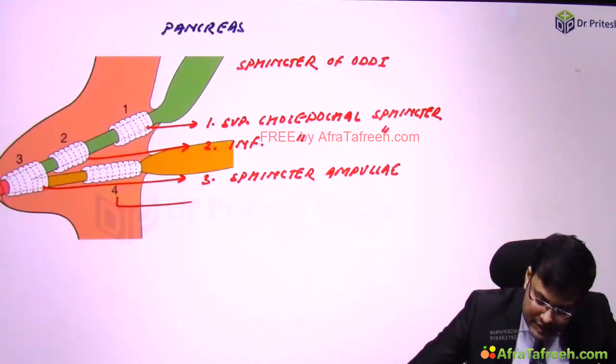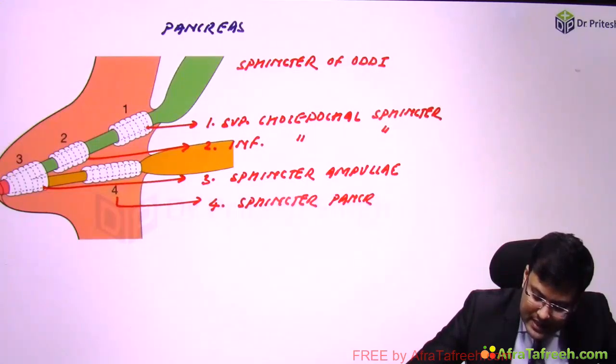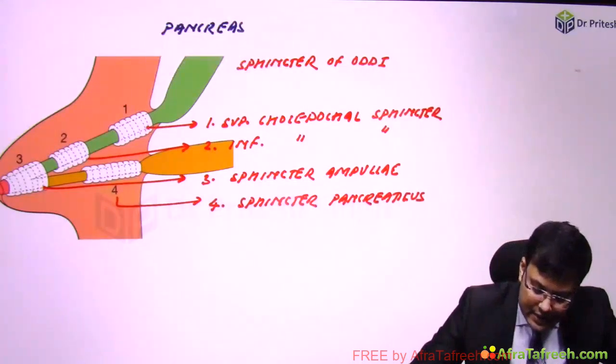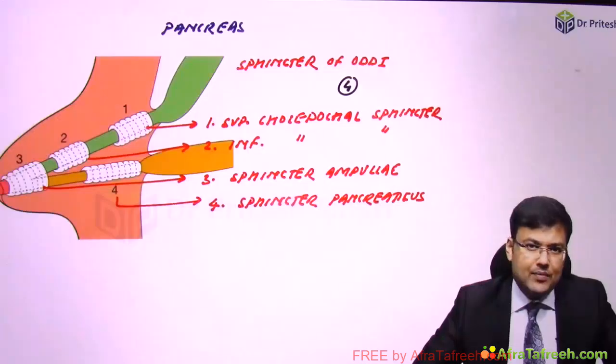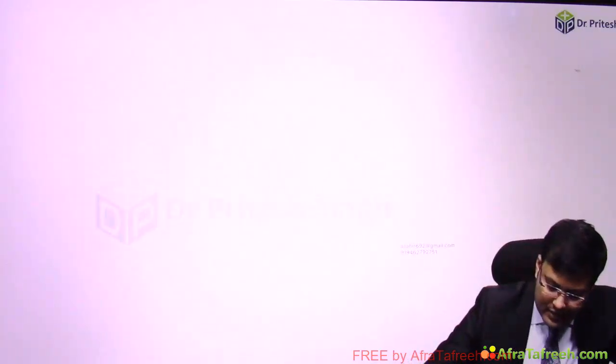And what's the name of this fourth one? This is known as sphincter pancreaticus. So there are 4 sphincters in sphincter of Oddi complex. After that, a question is asked, what is pancreas divisum? Very important topic. What's the pancreas divisum?